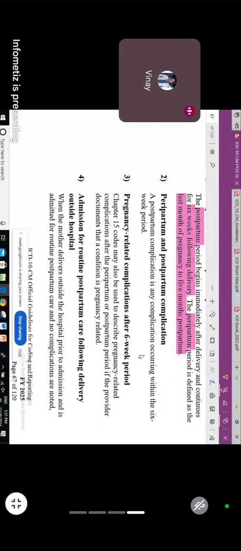Like nowadays we have pregnancy induced depression. Okay. Postpartum depression, that is called postpartum depression. Can we code an O series code even after the postpartum period? Yes, we can code, but the only situation is when the complication started during postpartum. If it started after postpartum, we cannot code.